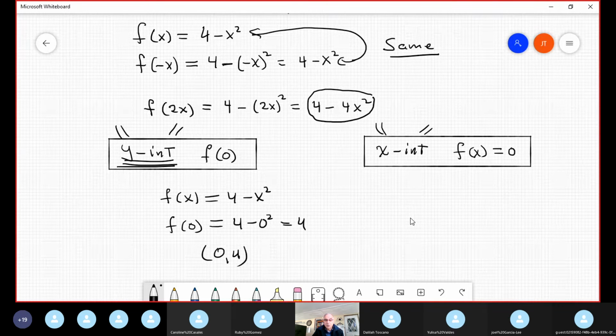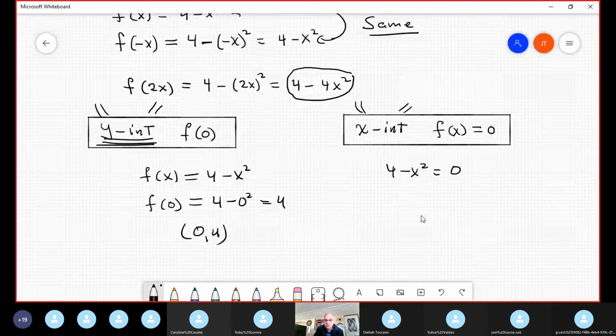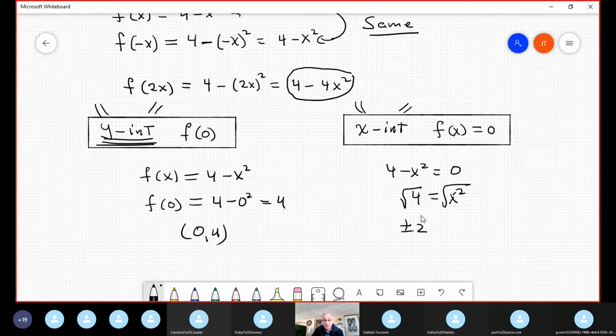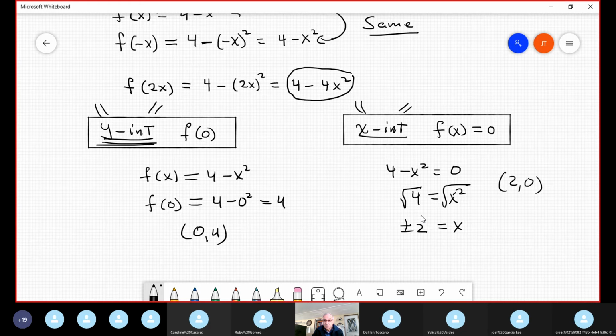To find the x-intercept, well, you take the function, because the function is, look, 4 minus x squared, and you force it to be 0. And in this moment, you have a quadratic equation, and you solve it. In this case, super easy solving using the square root method. You move x squared to the right hand side, apply square root to both sides. This is square root of 4, plus or minus 2. Don't forget plus or minus 2 equals x. Therefore, we have 2 x-intercepts at the point (2, 0) and at the point (minus 2, 0).